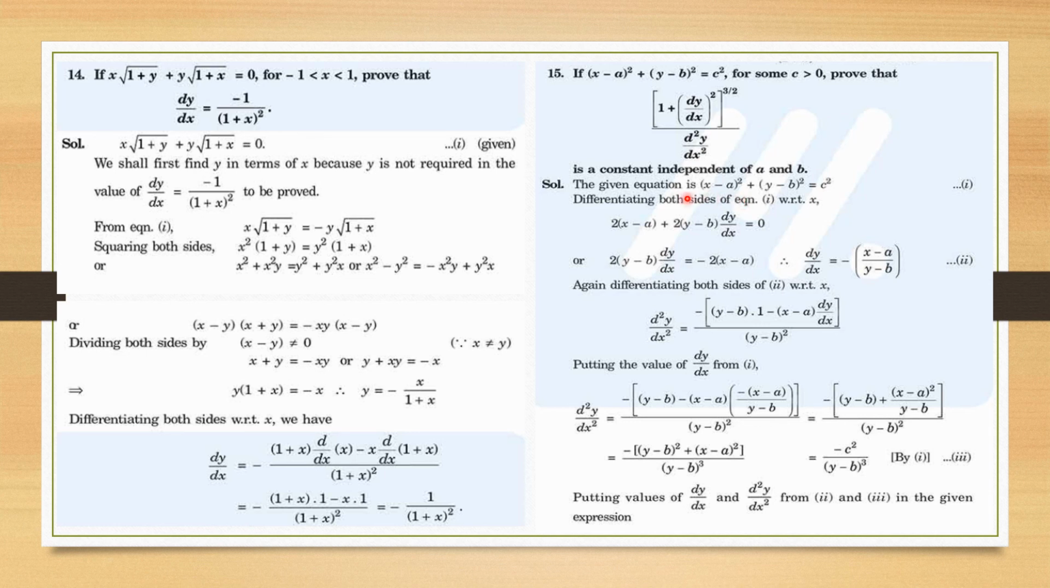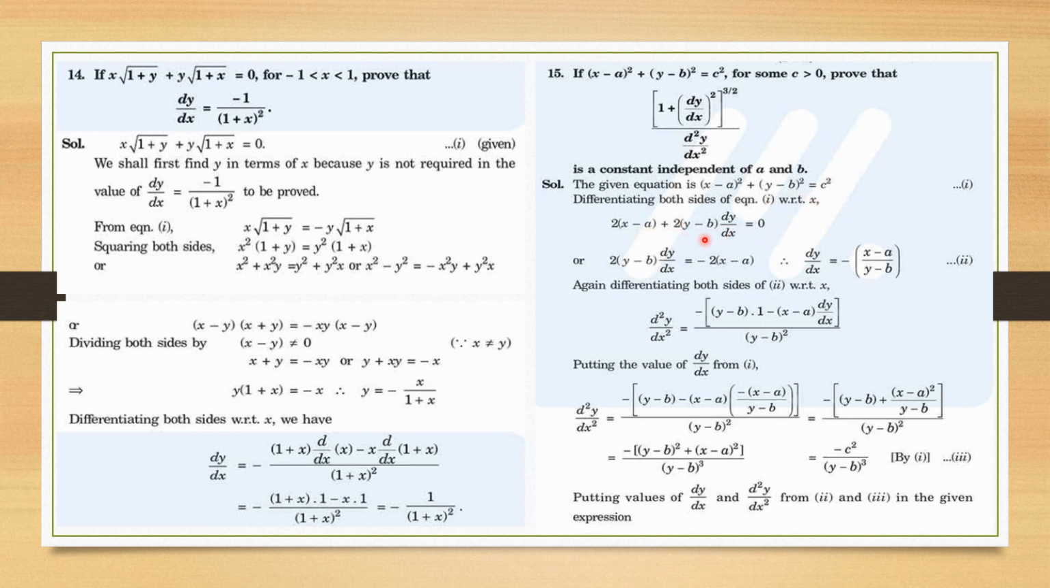So instead of opening it, the better idea would be to go for differentiation directly, from here. So it will be 2 times x minus a, d/dx of x minus a is 1, and it is 2 times y minus b, d/dx of y minus b will be dy/dx, and this is a constant, so the derivative is 0.